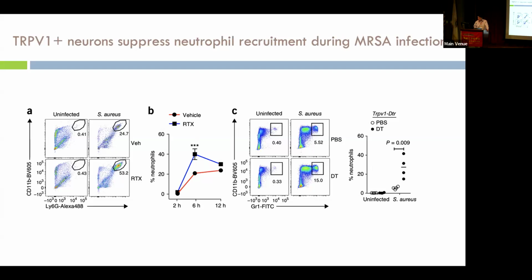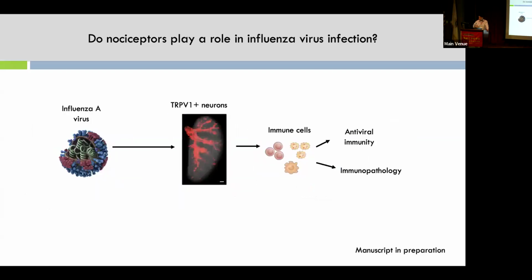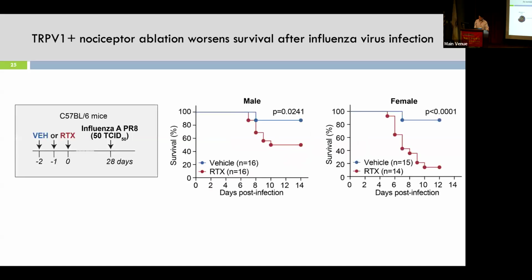So this led us to ask, what happens if we give it a virus? And I mentioned influenza virus. So Pankaj then basically infected, again, the same exact animals, knocking out TRPV1 neurons, with flu virus, and then looked at both immune response and antiviral response and immunopathology. And so here he's giving, again, this chemical ablation approach, RTX or vehicle, then giving them PR8 influenza virus, H1N1, and it's the reverse of the bacterial infection.